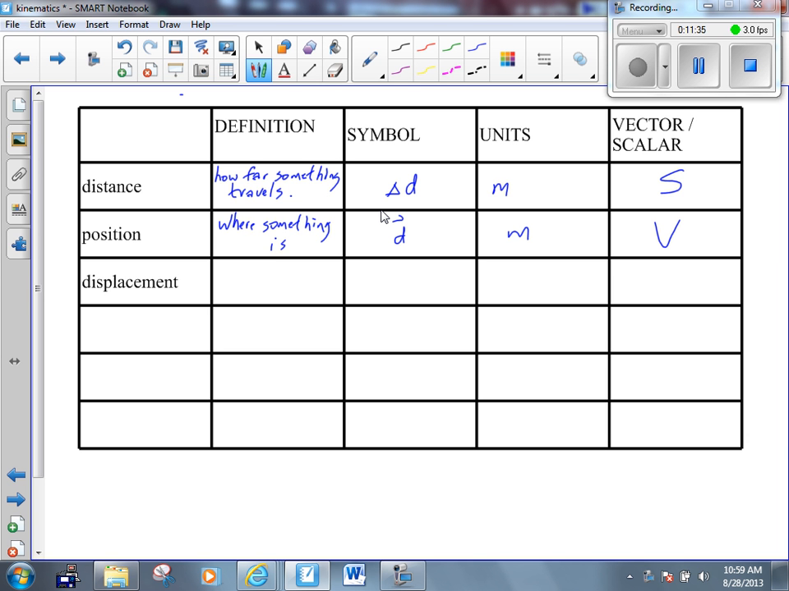Displacement is defined as our change in position.